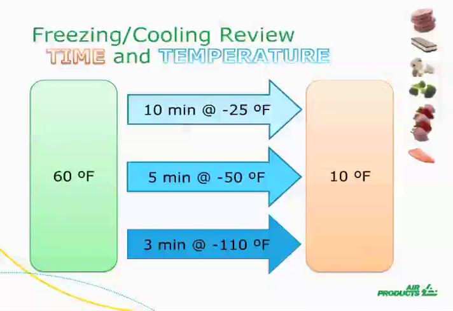thereby removing heat. If we remove enough heat, the food will cool. If we continue removing heat, eventually we will have removed enough and the product will freeze. Let's say we have a food at 60 degrees Fahrenheit. There might be several different combinations of temperature and times in a freezer that would equally remove enough heat for the food to reach a temperature of 10 degrees Fahrenheit. As we see, the colder the freezer temperature, the less time the product must remain in the freezer in order to achieve the desired final temperature.